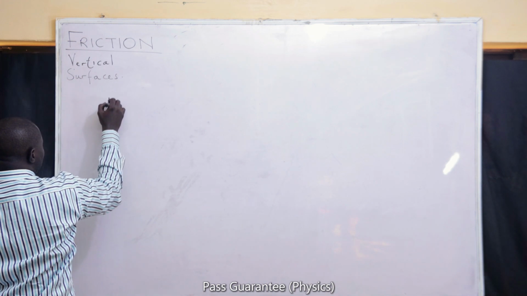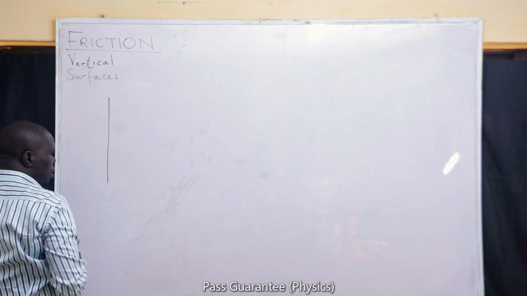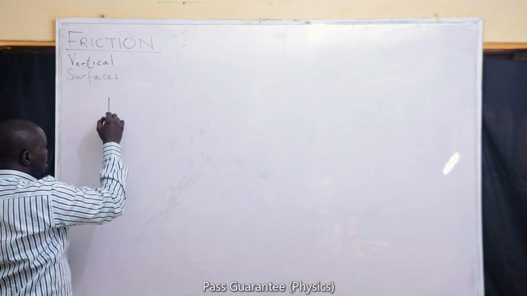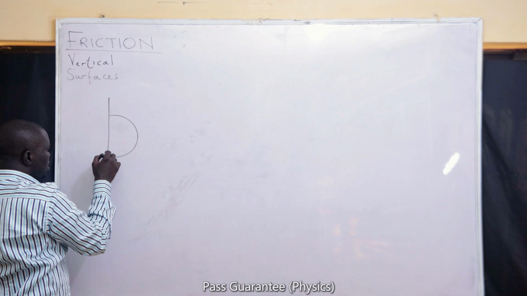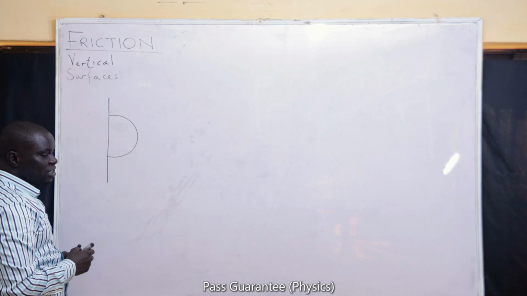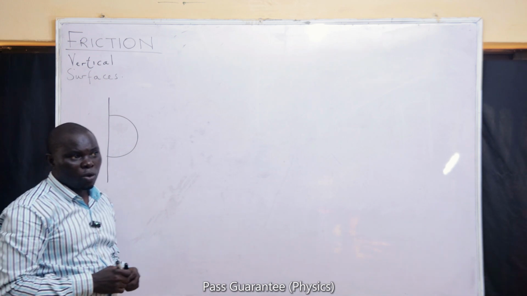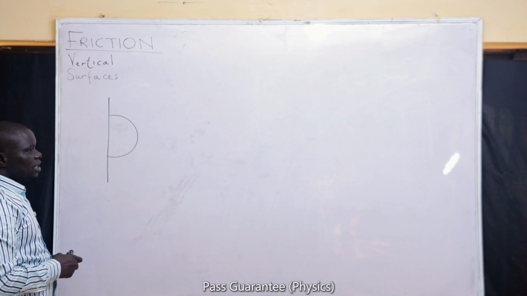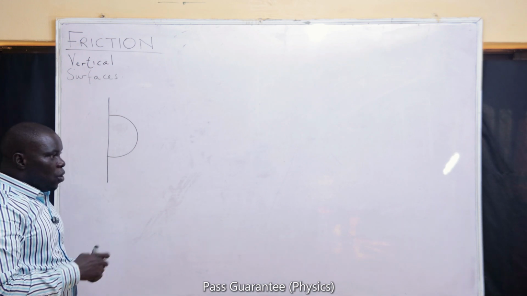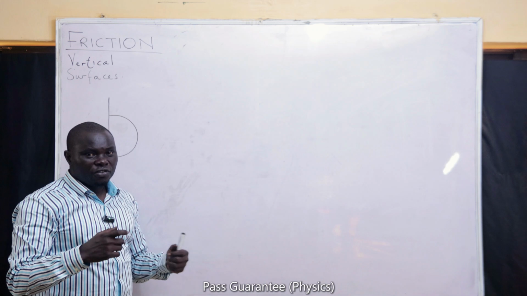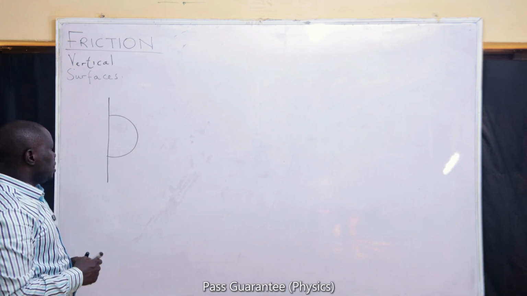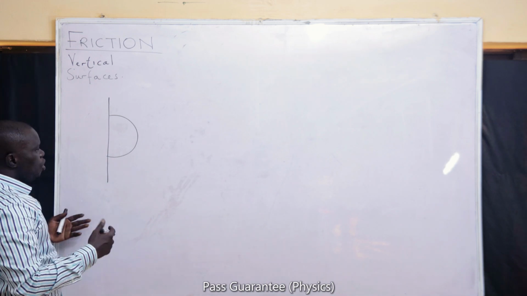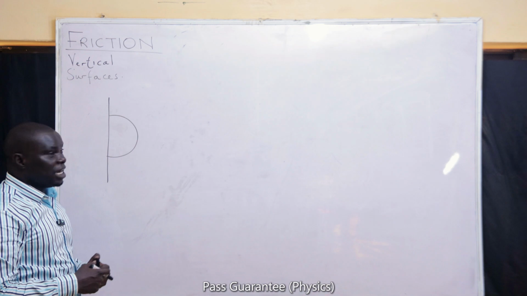If we have a vertical surface like a wall and an object is placed on the wall, of course it will be very difficult to place an object on the wall. Before an object can stay on the wall, there has to be a force that is holding it to the wall. Now, let me try to show all the other forces that might be involved.